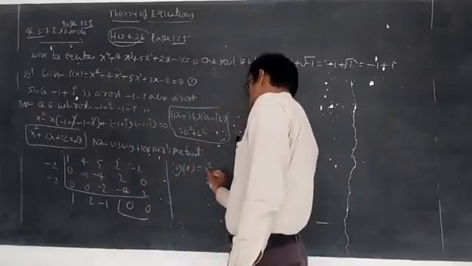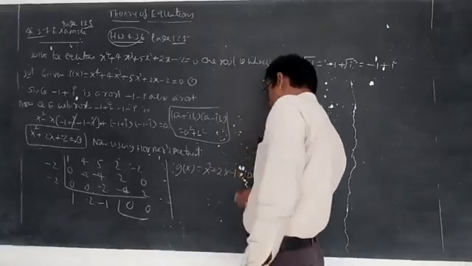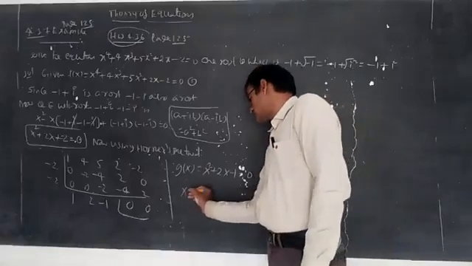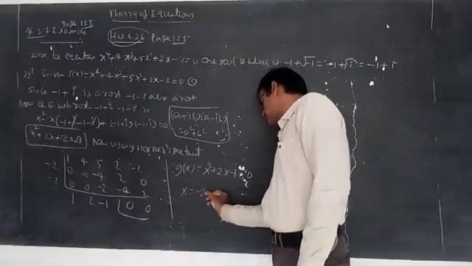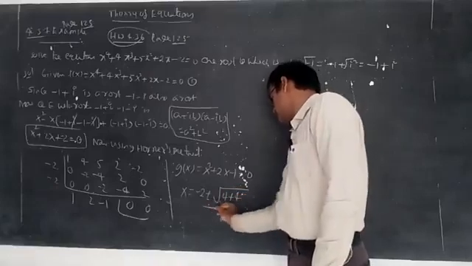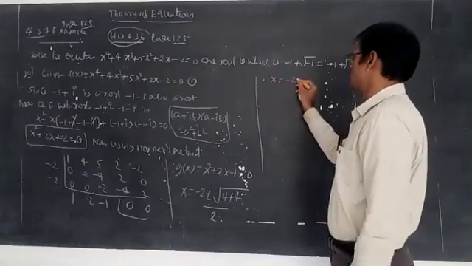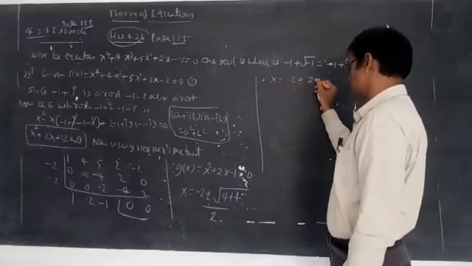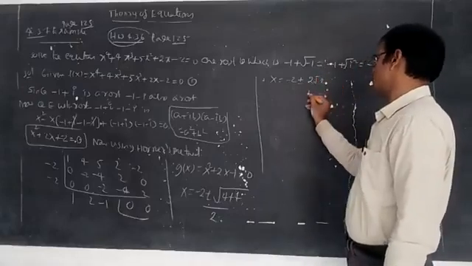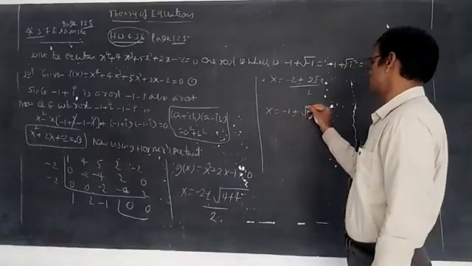So g(x) = x^2 + 2x - 1 = 0. If factors are there, you can write them; otherwise use the formula x = (-b ± √(b^2 - 4ac))/2a. So x = (-2 ± √(4 + 4))/2 = (-2 ± √8)/2 = (-2 ± 2√2)/2, so x = -1 ± √2.